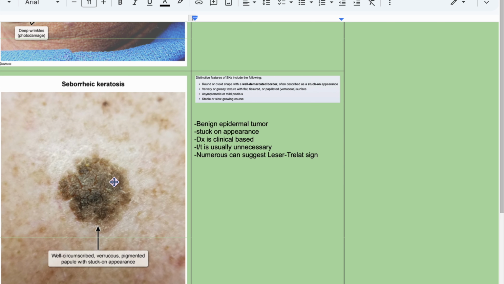This is the mold stuck-on type thingy where you can just, I don't know, slide a knife under it, it will come off.